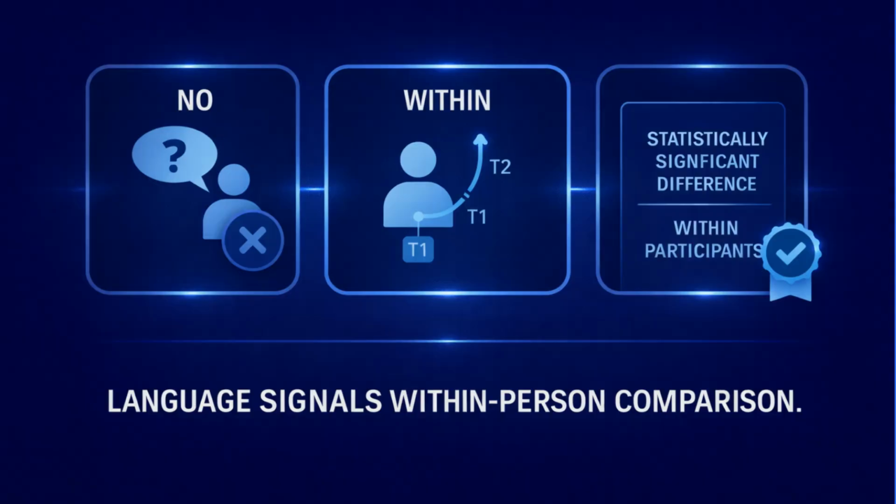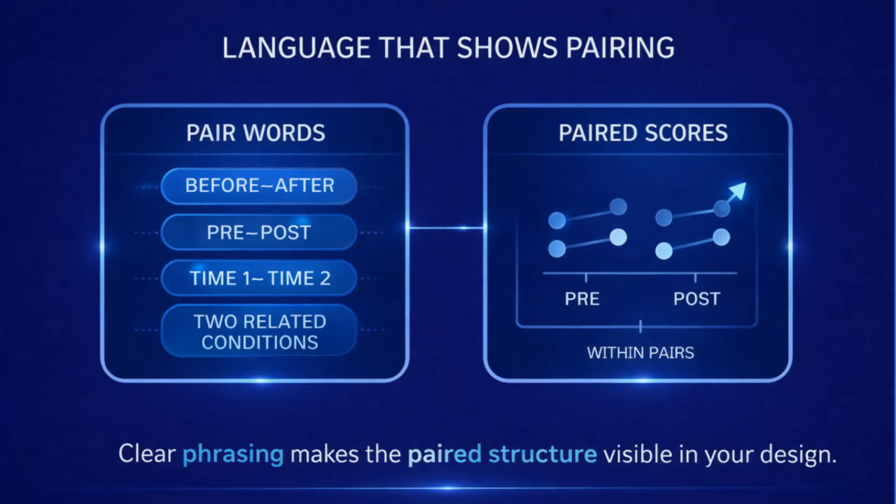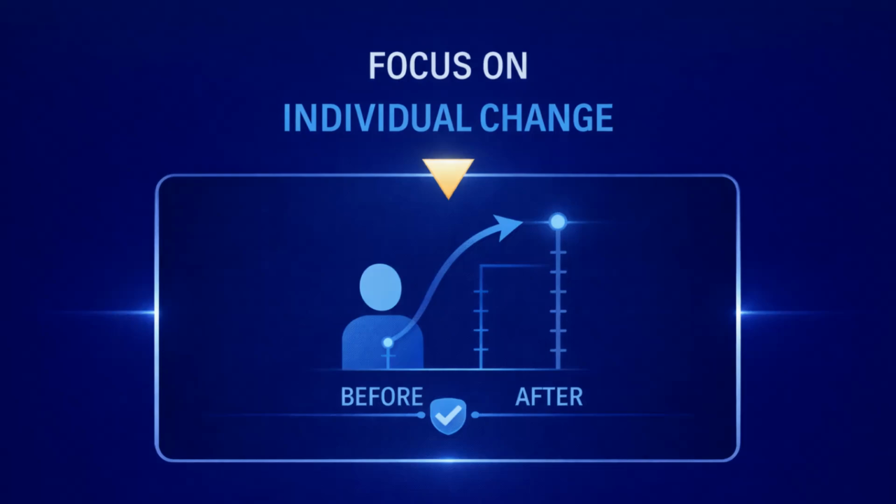For a paired samples t-test, the research question must include the phrase statistically significant difference, and it must clearly signal that the comparison is within participants. Phrasing such as before and after, pre and post, time 1 and time 2, or across two related conditions makes the paired structure visible. The wording tells the reader that the analysis is focused on change within the same individuals rather than differences between groups.